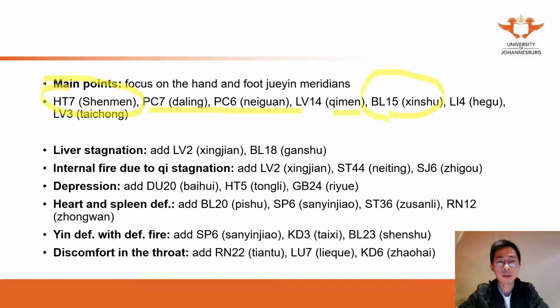Round 15, also the heart for the back shu points of the heart. Level 3 for the circulation. Level 14 and level 3 for the qi stagnation. Level 3 and level 4. Level 3 and large intestine 4 to activate the qi circulation. And then for specific pathogens, you're going to add those points.